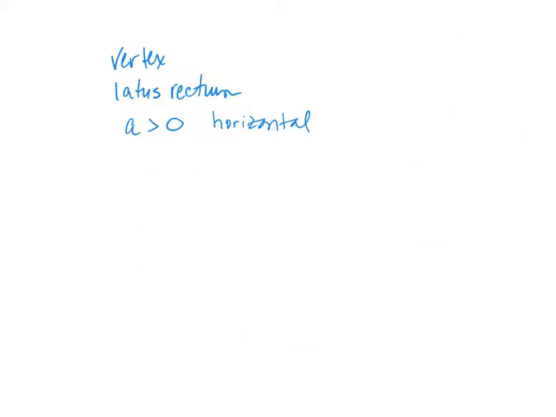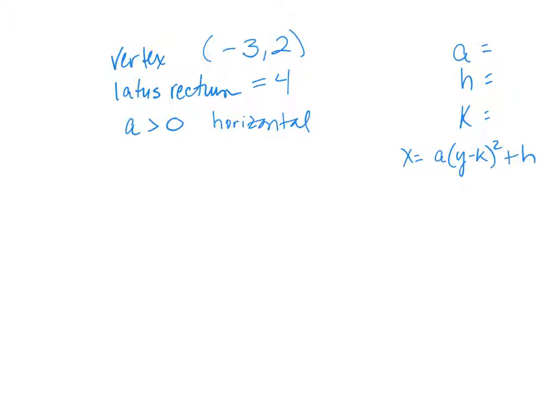Okay. So we're still looking for a, h, and k. As soon as we do, we've got it. Since this is a horizontal parabola, we know it's going to be x equals a times y minus k squared plus h. On all the ones you have for homework, h and k are given to you because they give you the vertex each time. So your h is going to be negative 3. Your k is going to be 2. So we've got 2 of the 3 like we always have.